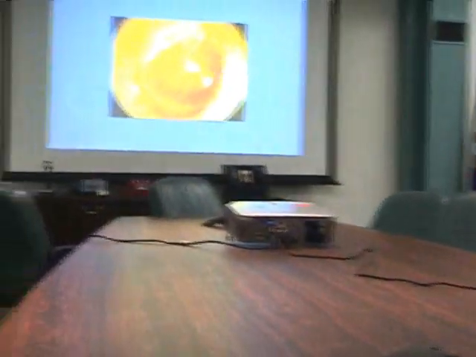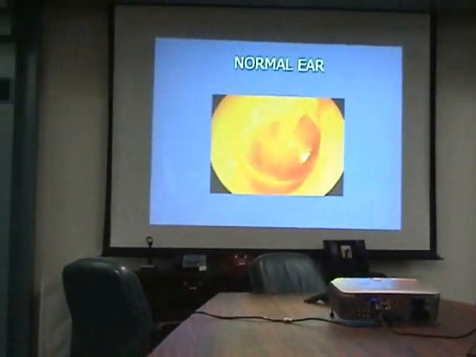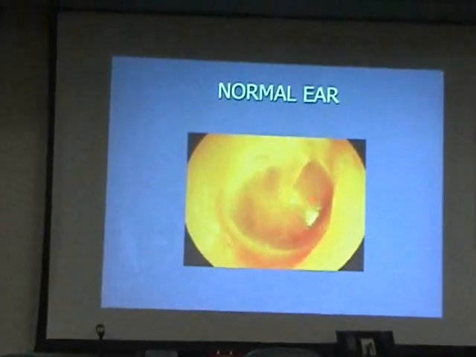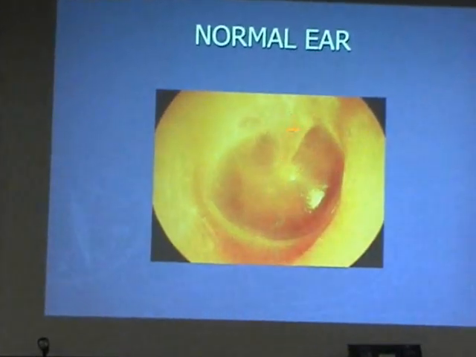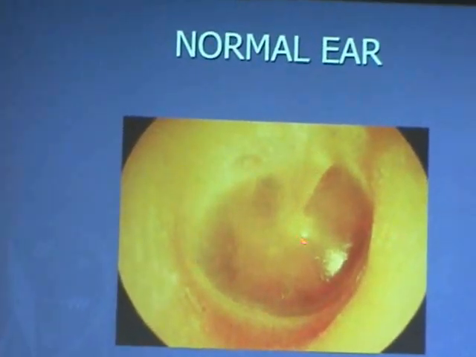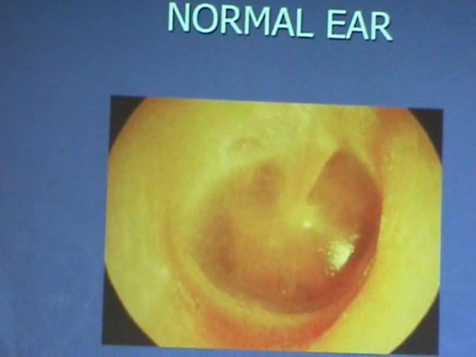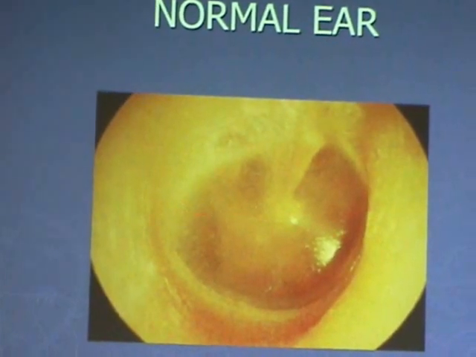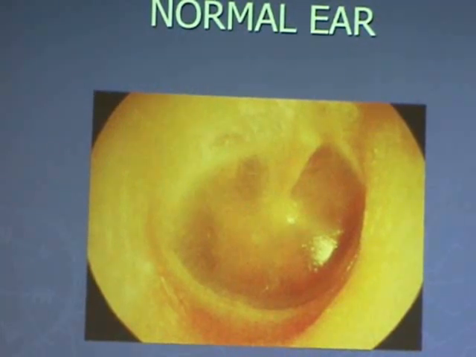So this is the right ear, just to look at a normal ear. The color is not real good there compared to what I'm looking at on my laptop here, but it's a normal looking eardrum with a thin, kind of gray colored membrane, maybe slightly pinkish. This is the malleus, the first bone behind the tympanic membrane, and it has a normal contour.